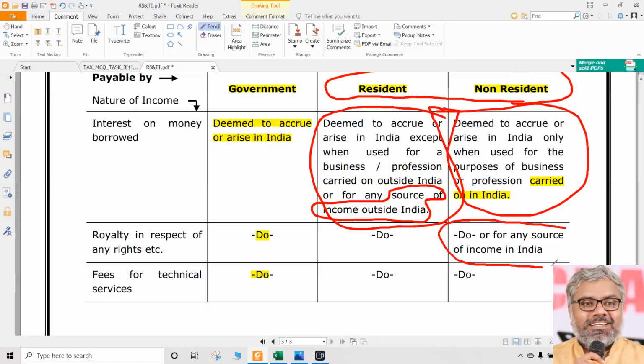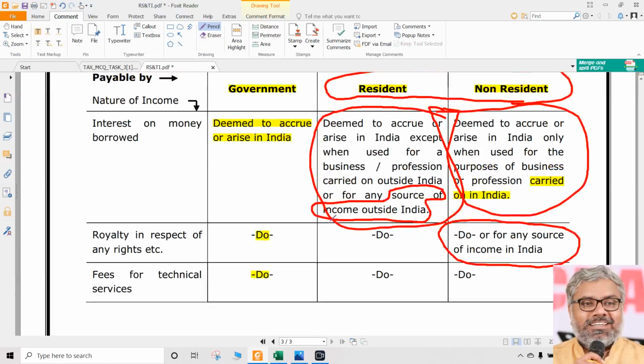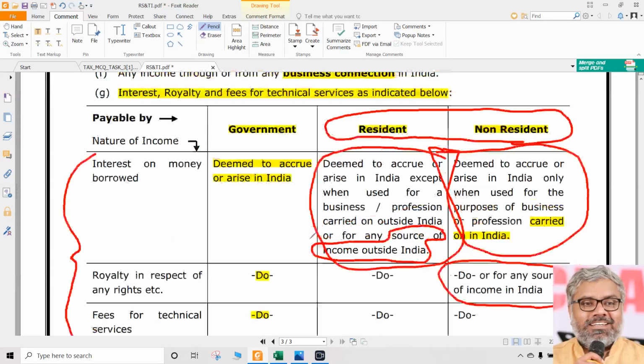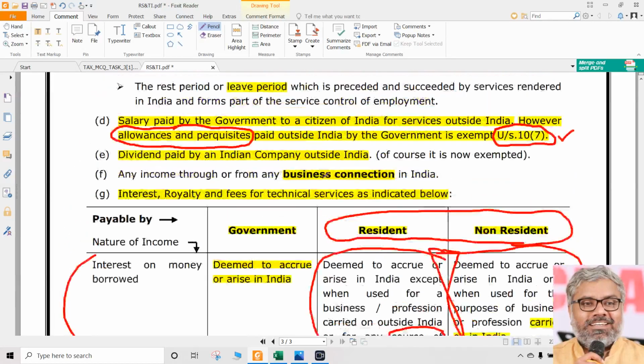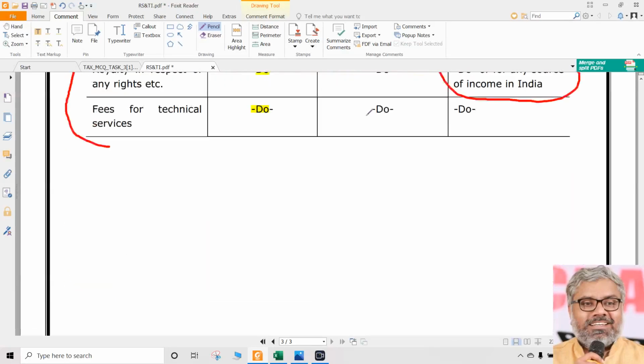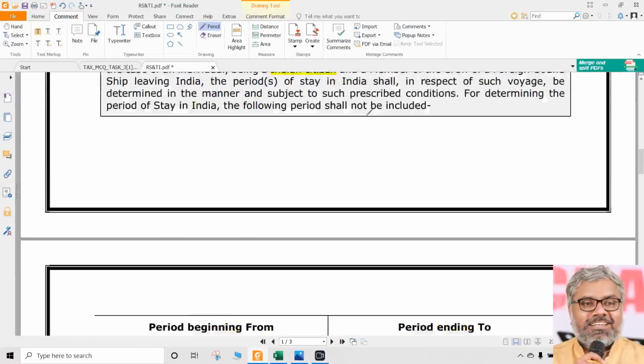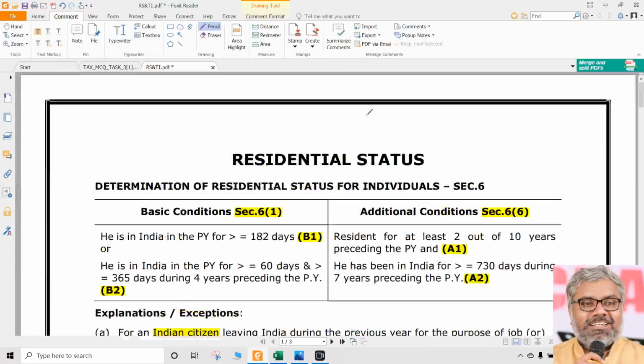Any other source of income, majorly just focus on the word business or profession. If it is related to the business or profession in India, interest, royalty, fees for technical services, everything shall be deemed to be accruing or arising in India. That's it. These are the various provisions in relation to this chapter in a nutshell. You should remember all of them, revise all of them. Always you should be thorough with these kinds of provisions.